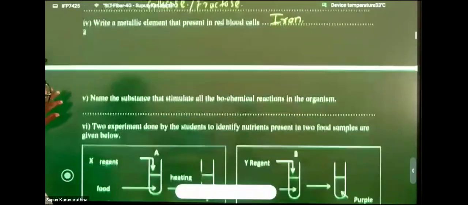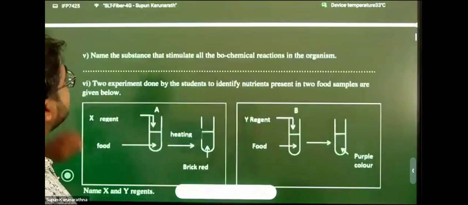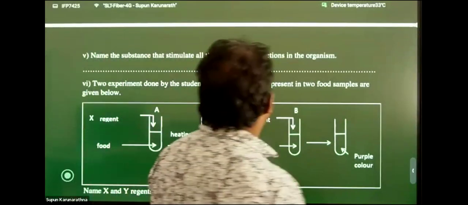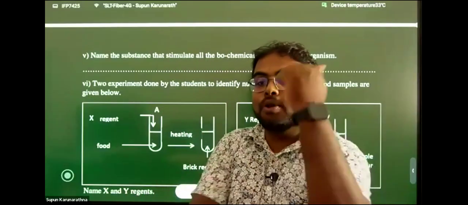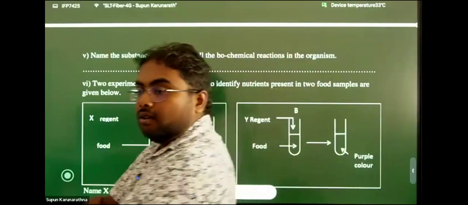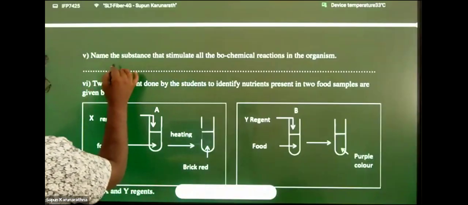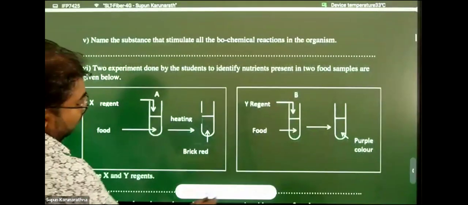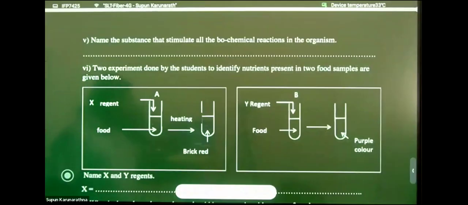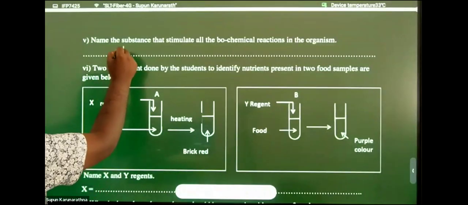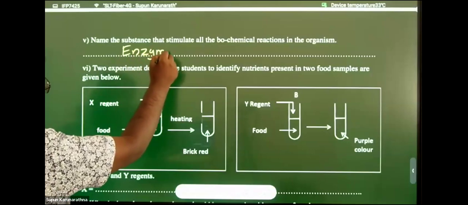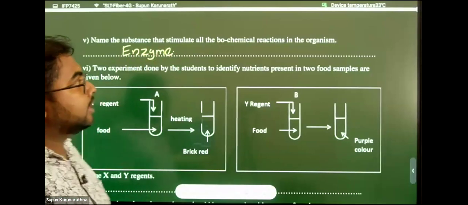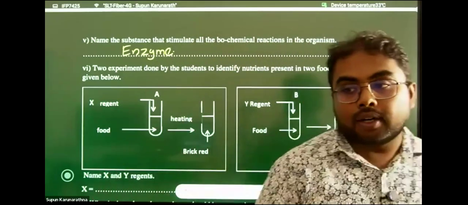Okay then. Next question. Name the substances that stimulate all the biochemical reactions in the organism. What are the substances that stimulate all the biochemical reactions? We call them enzymes.